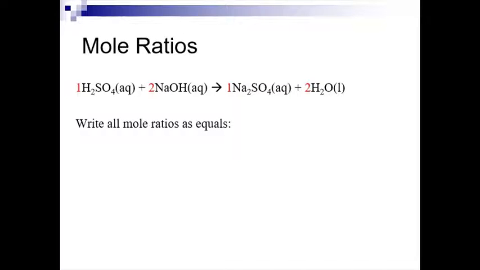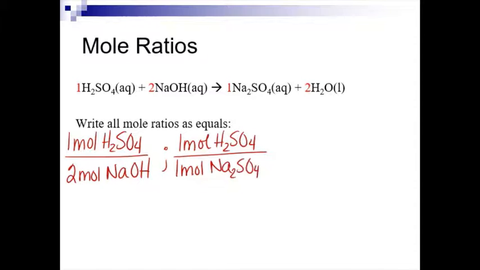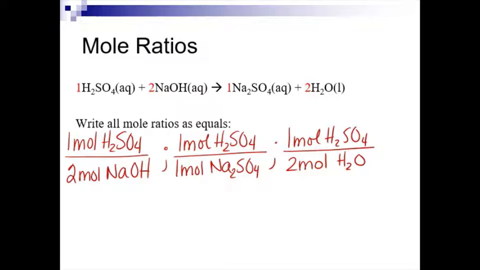So let's write all the mole ratios we can. 1 mole of H2SO4 to 2 moles of NaOH. I'm just writing it in this ratio form. Another one I can write is 1 mole H2SO4 to 1 mole sodium sulfate, 1 mole H2SO4 to 2 moles water. And I can write them the other way. I can say 2 moles of NaOH on the top and 1 mole of H2SO4 on the bottom.